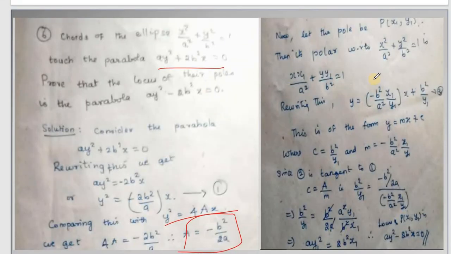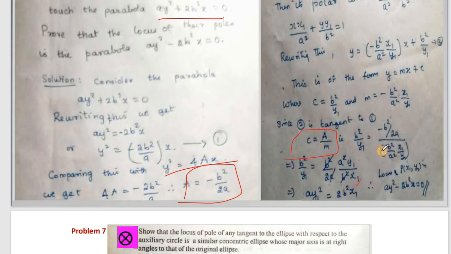So for that only we rewrite the given equation in the form y square is equal to 4ax. Now having got this, the polar we need to consider, that's with respect to the ellipse, and that is rewritten as y is equal to mx plus c, and therefore by using the condition c is equal to a by m, we get an equation of this form. Then rewriting and dropping the suffix, we again get a parabola. So the locus of P of (x1, y1) is this.